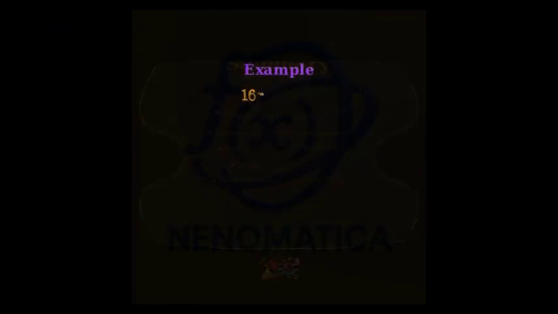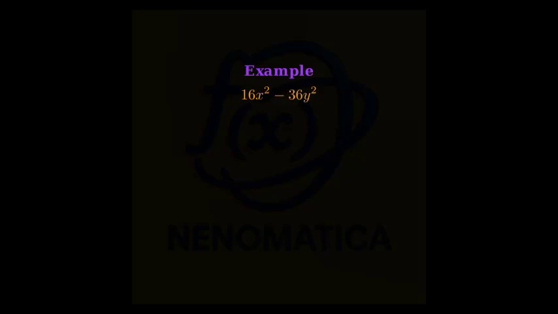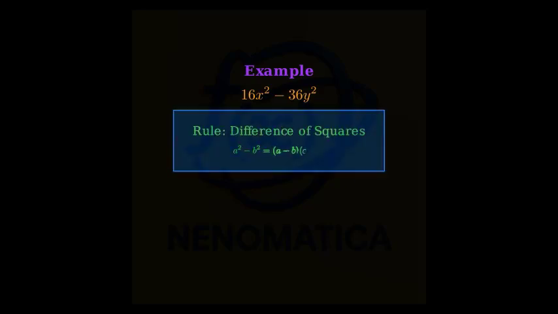We have 16x squared minus 36y squared. Our goal is to factor this expression into the product of 2 binomials. The first step is to recognize that this expression follows the pattern of a difference of squares. The difference of squares formula states that a squared minus b squared equals a minus b times a plus b. This is a fundamental algebraic identity that we will apply to our problem.